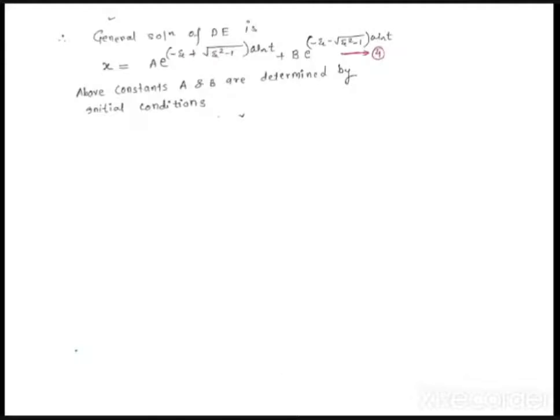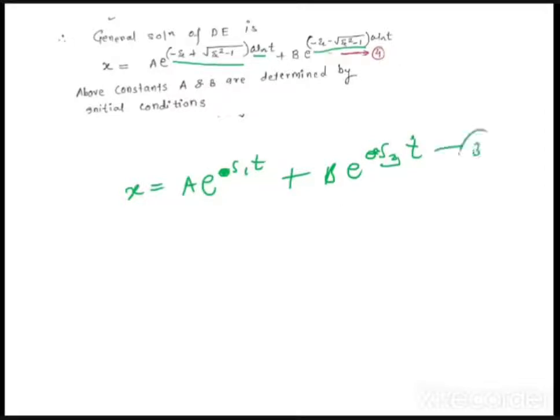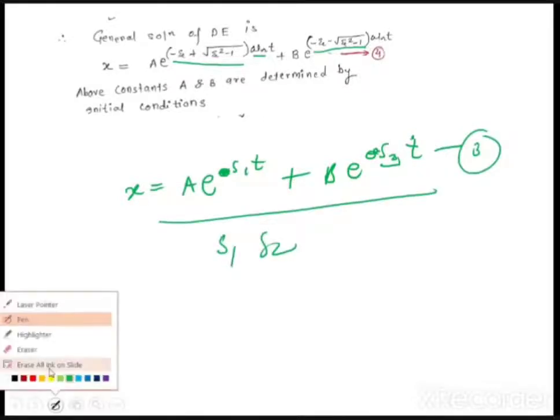Now the next step. What is the general solution? You know that the general solution is x equal to a into e raised to s1 of t plus b into e raised to s2 of t. Now what is s1? S1 is minus zeta plus square root of zeta square minus 1, into omega. And what is s2? Minus zeta minus square root of zeta square minus 1. So put this in the general solution, let us say this is equation number 3. Put the values of S1 and S2 in equation number 3, and you get equation number 4.